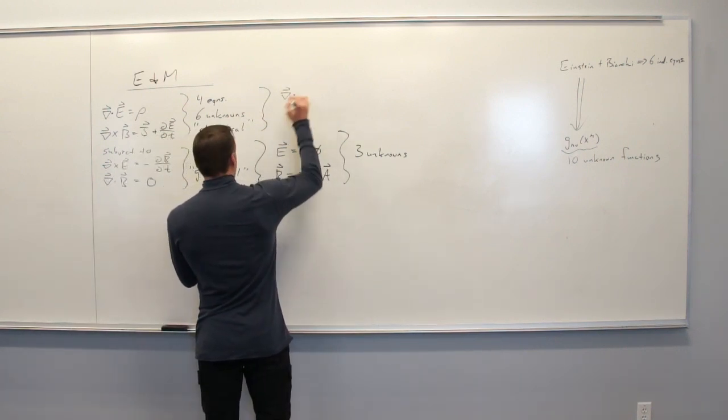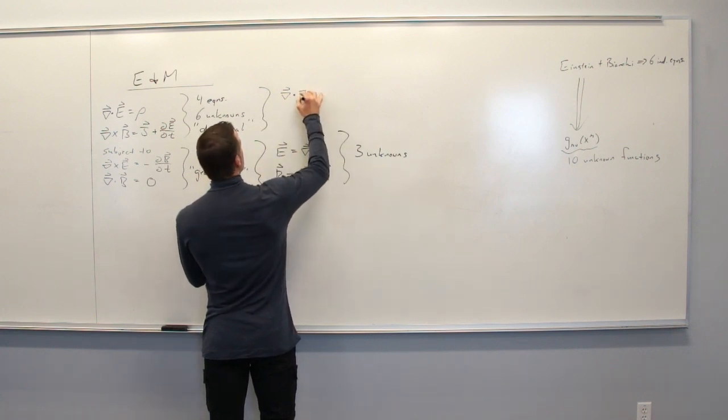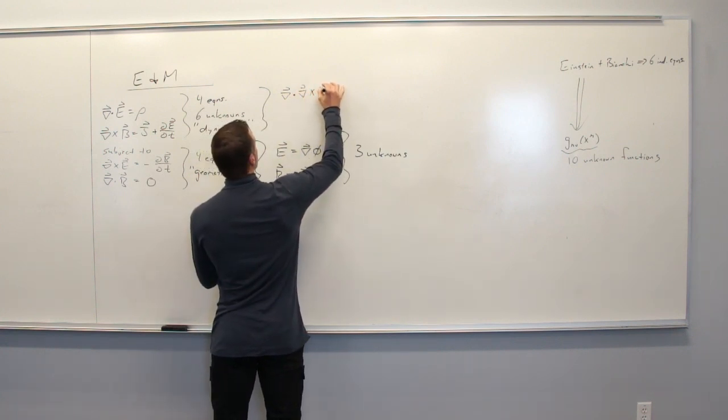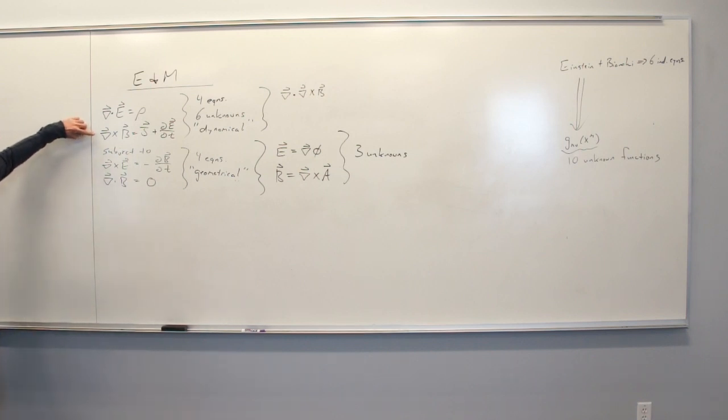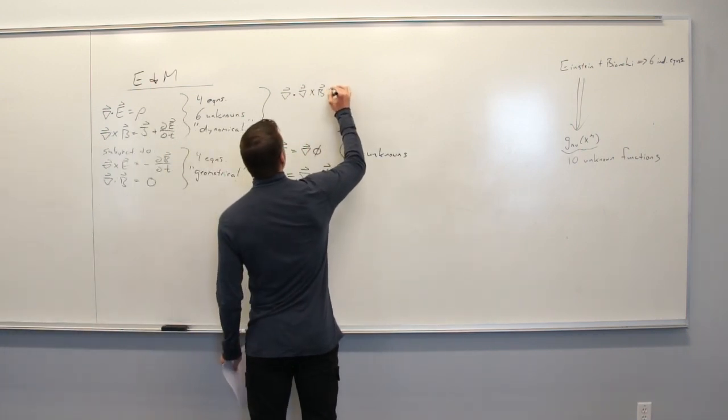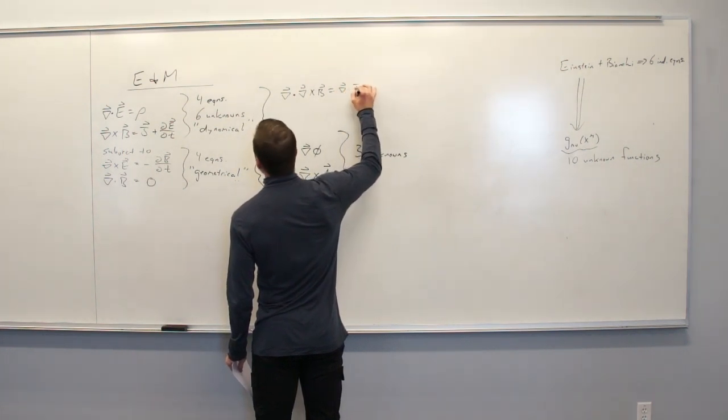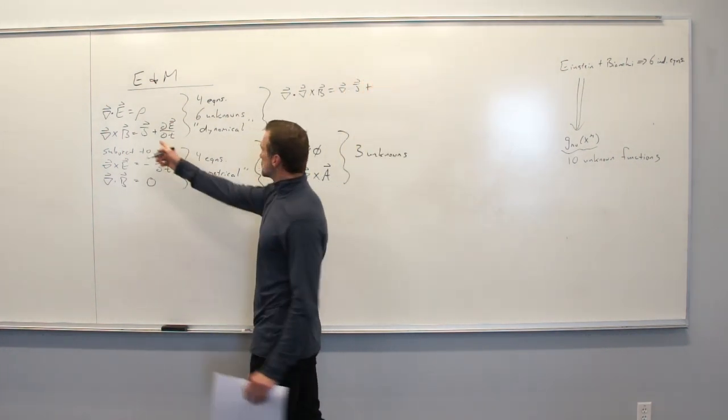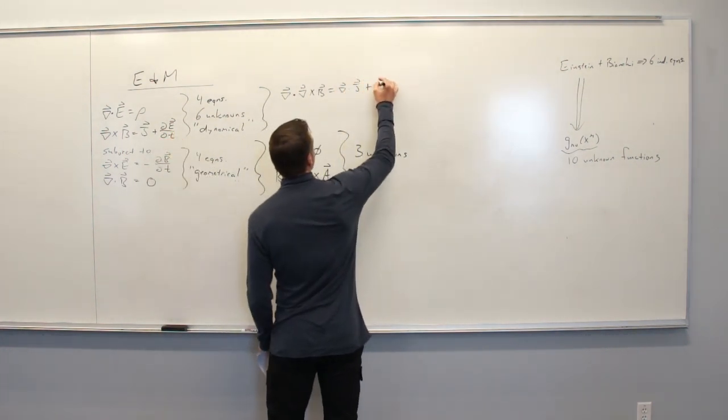We can consider del dot del cross B. Okay, so I'm going to del dot this second equation. If I del dot that second equation, I have del dot J plus, and then I'm going to swap the del with the partial derivative with respect to time.